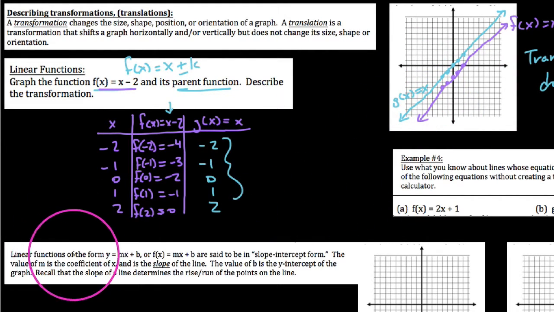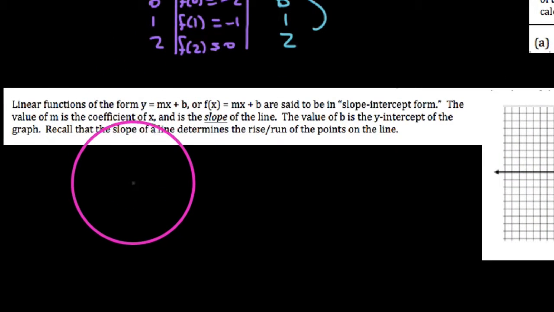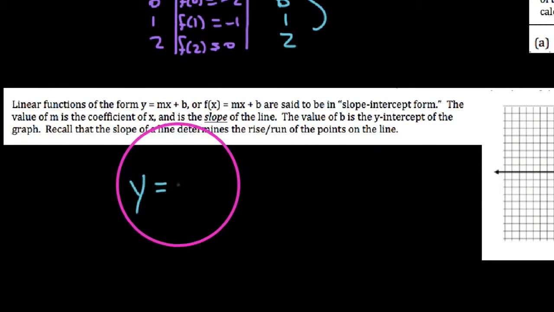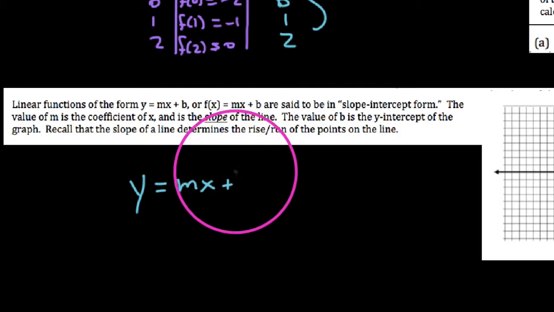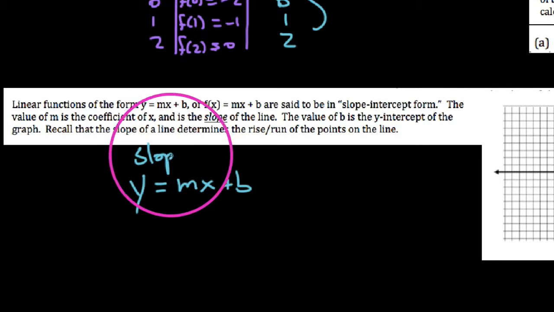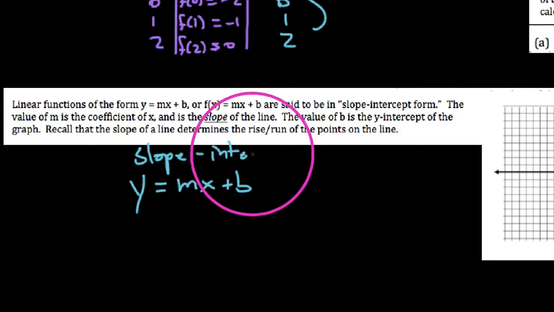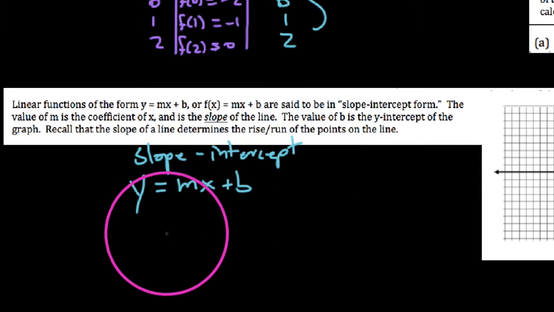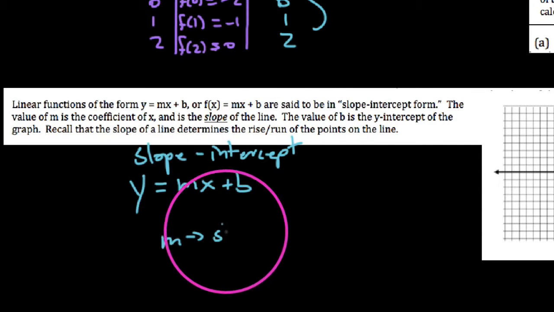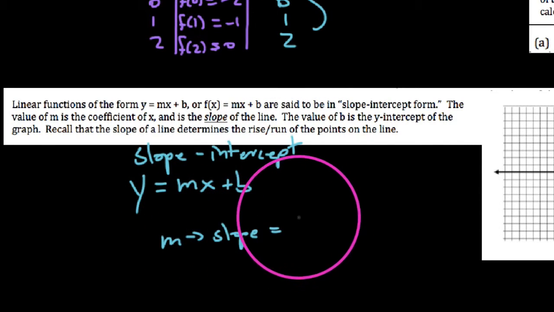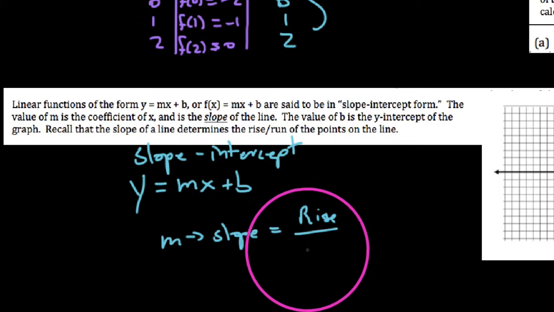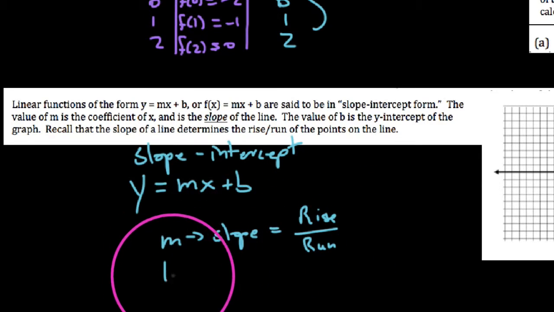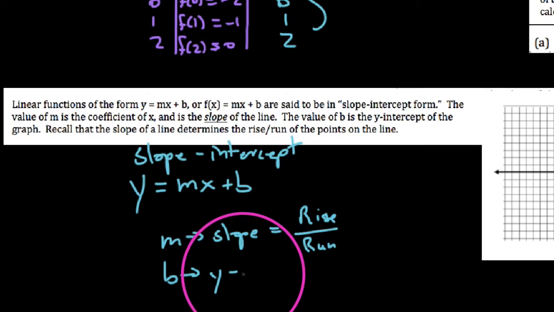Moving forward, though, I do want to comment on linear functions of the form y equals mx plus b. Now, recalling from algebra classes, y equals mx plus b is referred to as slope-intercept form, where we have 2 values that we pay particular attention to. We say m is the slope. I'm also going to list this as the rise over run, okay? And then we say b is specifically the y-intercept.